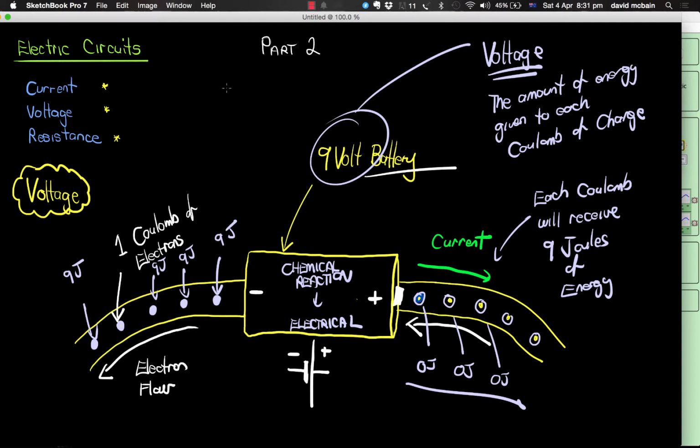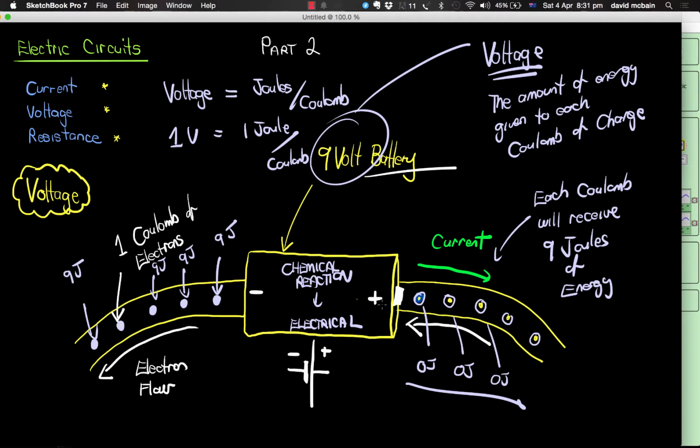So to sum up then, we can say that voltage, which is a measure of the amount of energy given to each coulomb, is therefore equal to the number of joules per coulomb. So 1 volt equals 1 joule of energy given to each coulomb of charge as it passes through the battery.